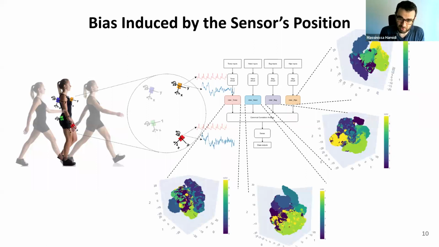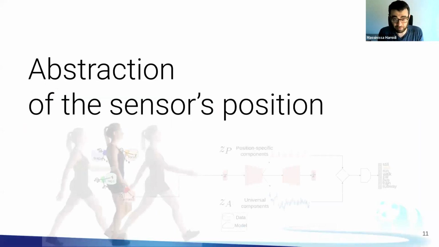This problem is typically related to the bias that is induced by the position of the sensors. Hence, we need to properly consider this multitude of perspectives and take into account the position bias that is induced by the exact location of the sensor. This is the problem we are dealing with in our paper, and for this we propose to abstract away the bias that is induced by the sensor's position.